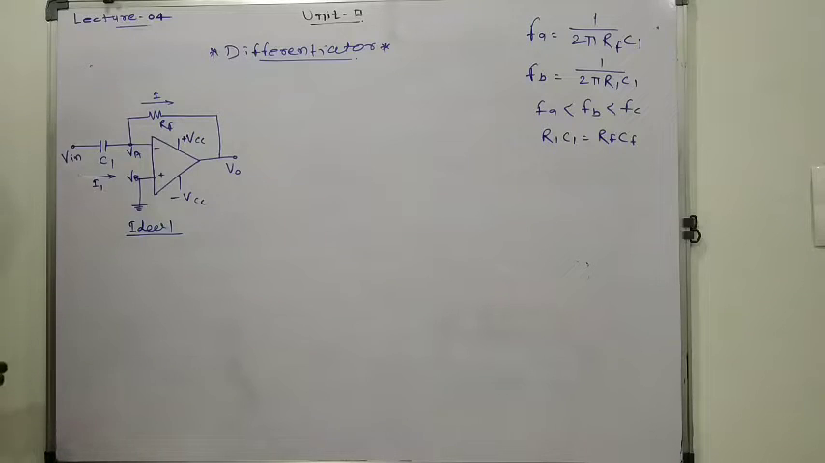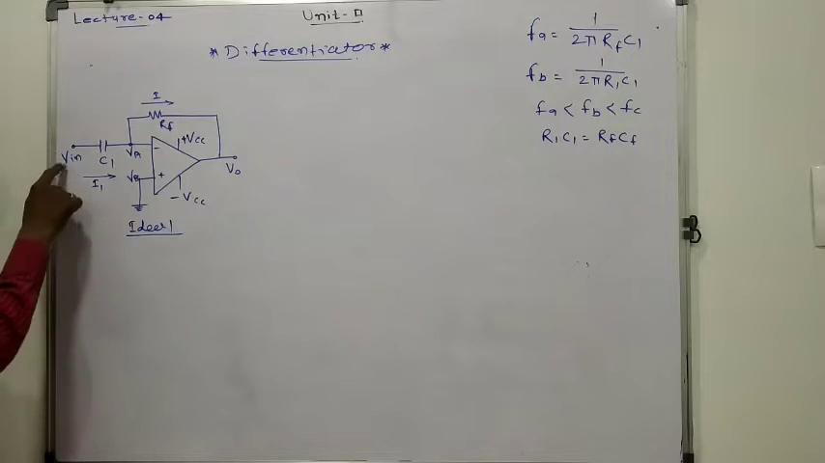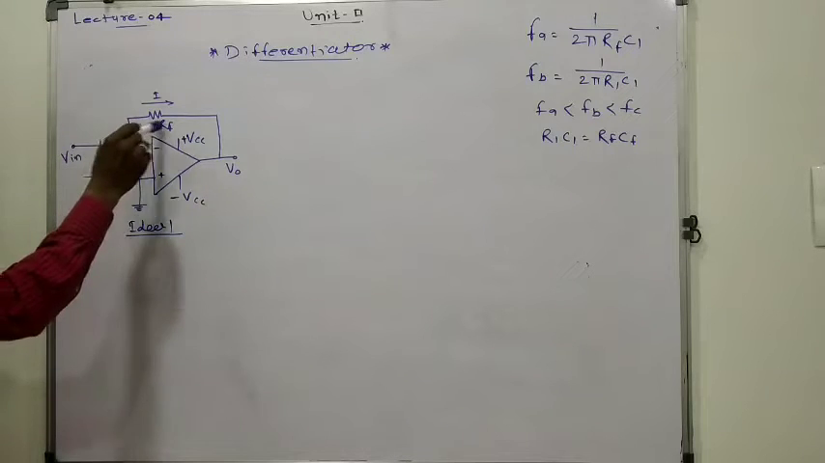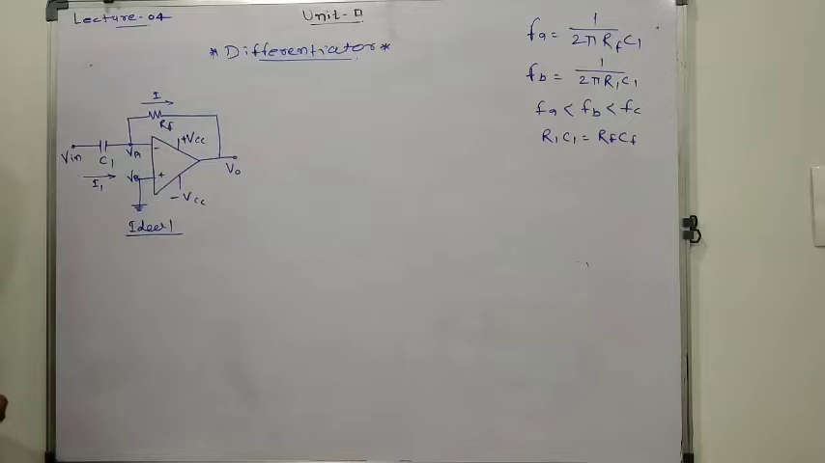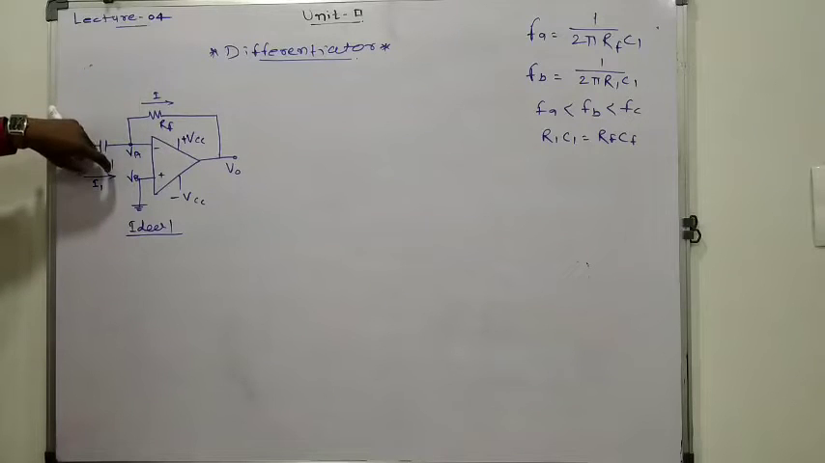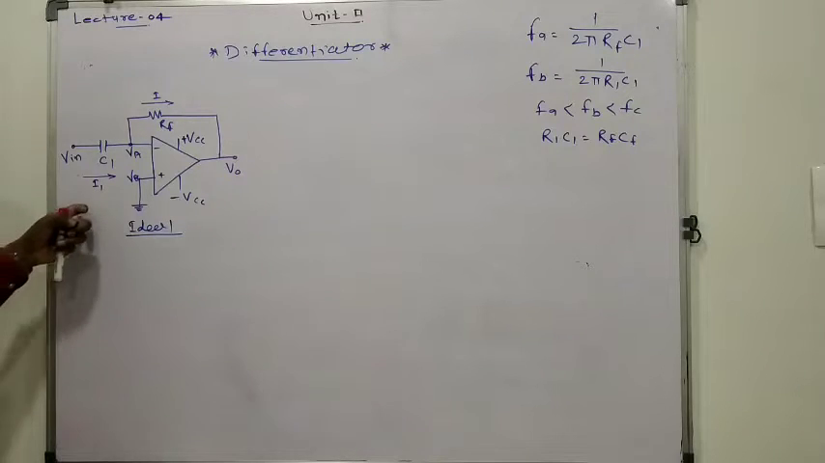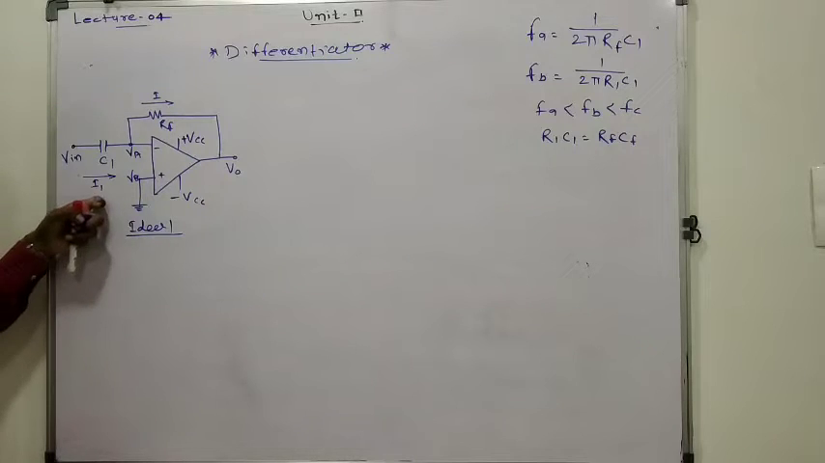Now here we are assuming some currents: the current flowing through the capacitor is I1, and the current flowing through this RF is I. So these two currents are the current flowing through the capacitor and the current flowing through the resistance RF. Let us start with the equations. The current flowing through this is I1.